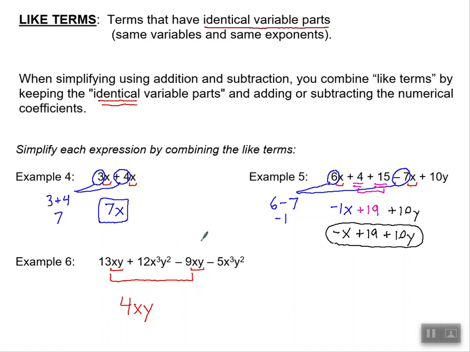Are the other two terms like terms? Do they have the same variables to the same exponents? Yes, they do. X to the third with x to the third. Y squared, y squared. These are like terms as well. So I can combine those two terms by adding their coefficients. I have a positive 12 and a negative 5. 12 minus 5 is 7. Since it's positive 7, I need that plus sign. And then just keep the same variables and the same exponents. And I have my final answer.